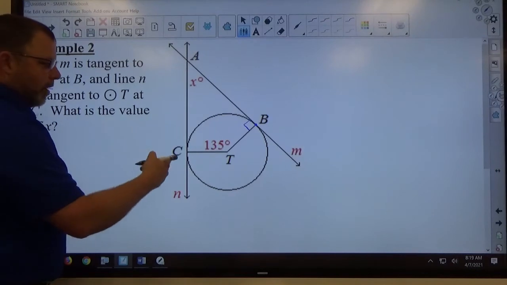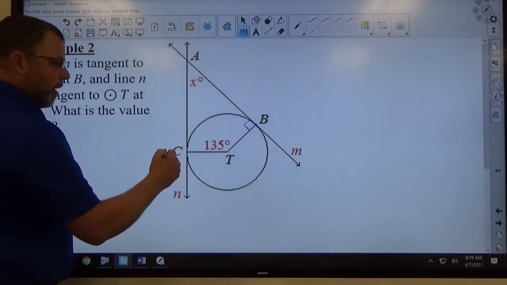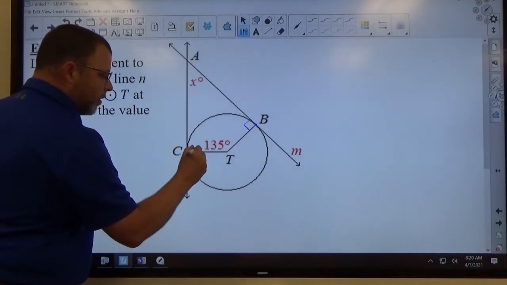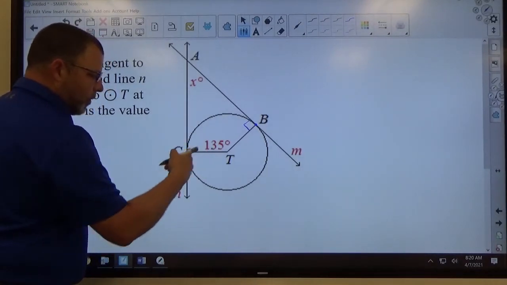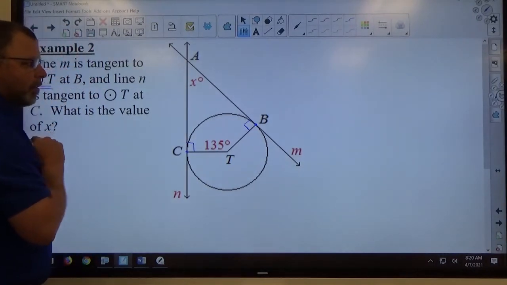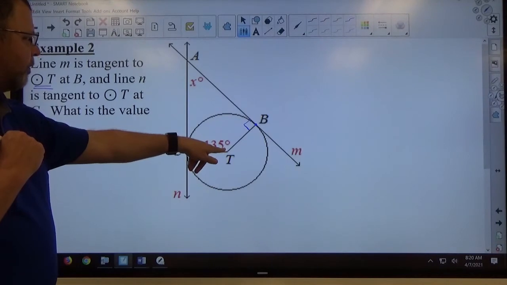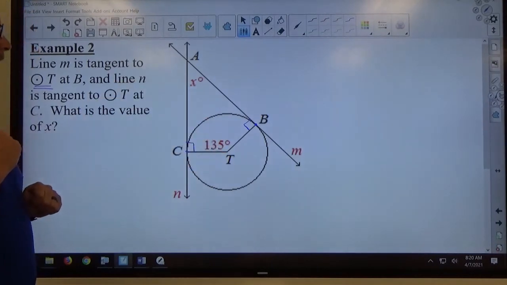Point C, same deal. C is the point of tangency. T is the center, so TC is a radius. The point of tangency and the radius, or the tangent and the radius, are right angles to one another, so that's a right angle. And just like that, I've got 3 of the 4 angles because this central angle here is 135. My task is to find the measure of angle X.